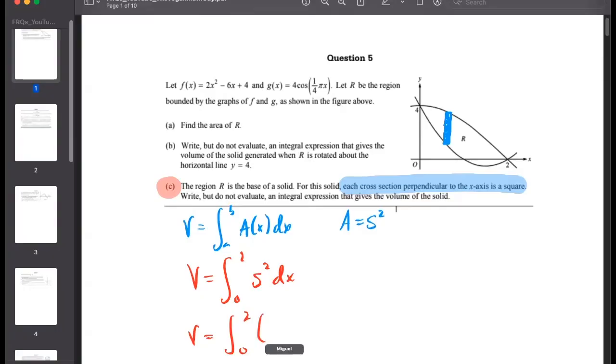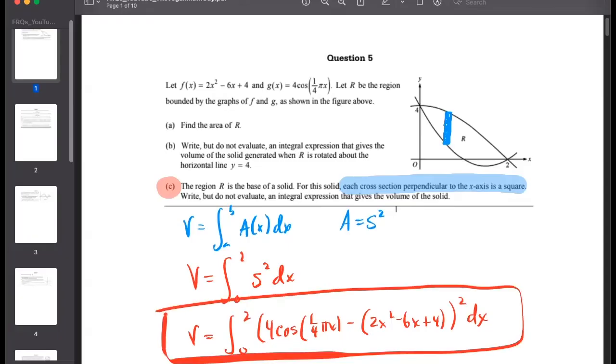And so now we're going to go ahead and do the top, 4 cosine 1/4 pi x, minus the bottom, 2x squared minus 6x plus 4. And then the whole thing is going to be squared dx. And it looks like in this case, write but do not evaluate. So we are good. We don't have to worry about anything else, but leaving that as our answer.